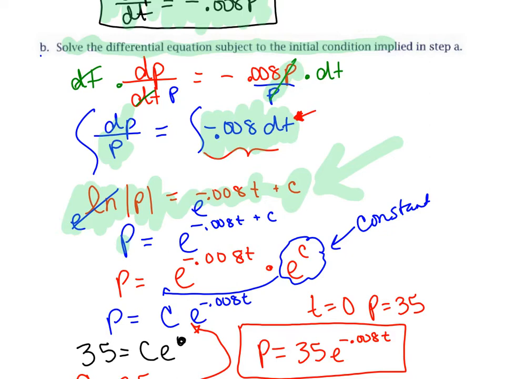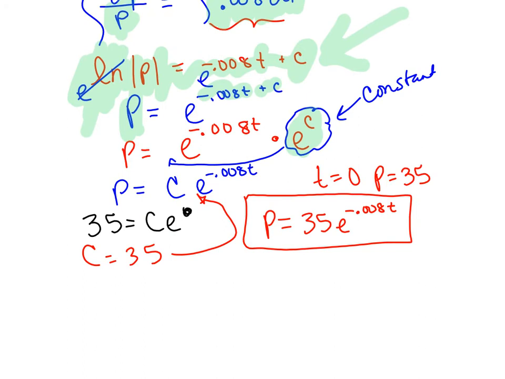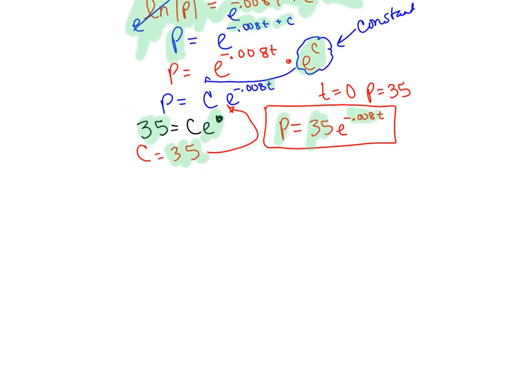So, e to both sides will cancel out the natural log right here, which leaves you with a P, and then we have an e to the negative 0.08t plus c, which you can separate into this. And then this is going to become your new constant, and then you plug in 0 for t. So pressure should be 35 when t equals 0 from the initial condition. So that ends up being 1, so c is going to end up giving you 35. So now our equation is P equals 35 e to the negative 0.08t. And that will be it.